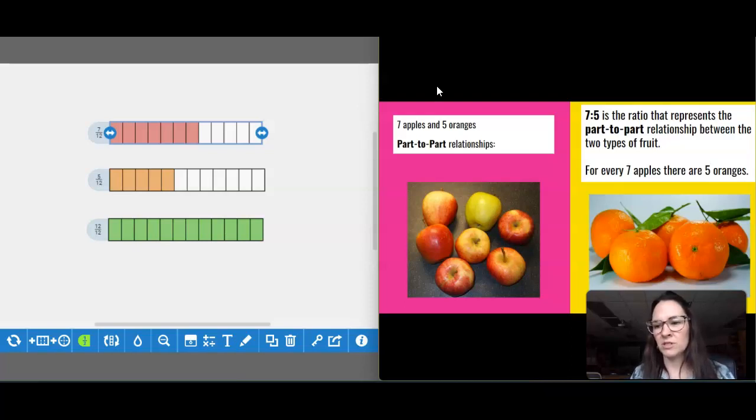For every 7 apples, there are 5 oranges. If we were to double the number of apples to 14, how many oranges would there need to be to keep our comparison the same? We would have 10. A ratio is representing the relationship between apples and oranges, part to part. We think of the ratio 7/5 as a composed unit, meaning that when the number of apples increases by 2 times, the number of oranges also increases by 2 times.